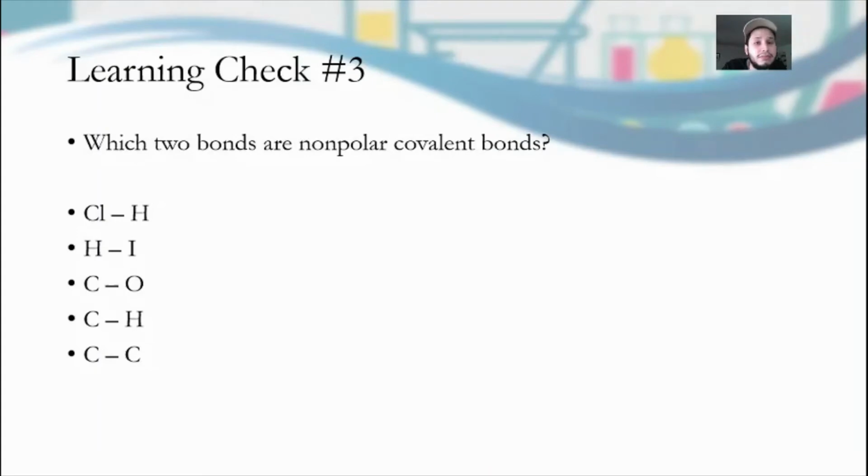C-O, polar. C-H, that's the one that you memorized as not polar, so it's going to be that one. And C-C is an element bonded with the same element, so nonpolar as well. So it's those last two. Make sure that you understand how you can identify nonpolar bonds from polar bonds.